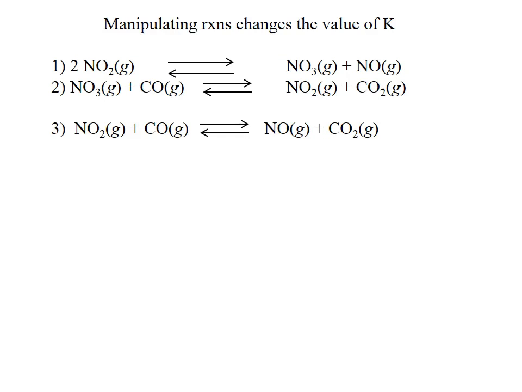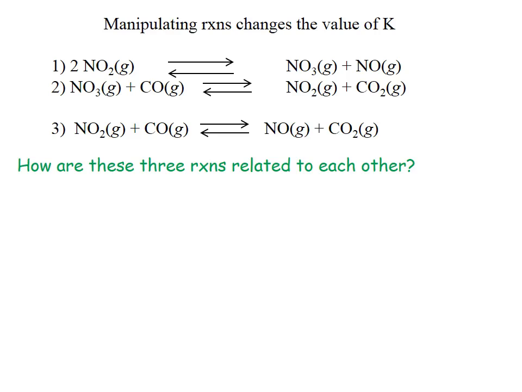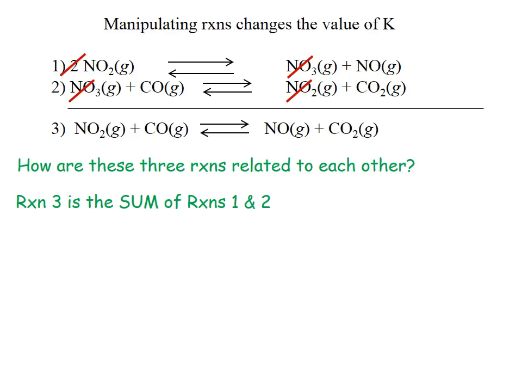Now, if we look at these two reactions, we have reactions 1 and 2. When you combine those, that gives you reaction 3. So if you combine them, you'll notice that the NO2 on the right cancels out, the NO3 on the right and the left cancel out, and one of the NO2s on the left goes away. So you get the overall reaction shown at the bottom. So reaction 3 is the sum of reactions 1 and 2.